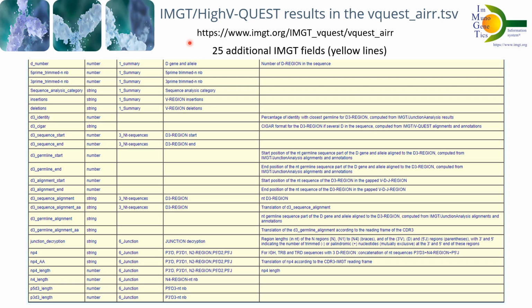The V-QUEST R file also includes fields and IMGT data that do not have an equivalent in the R rearrangement schema. These fields are highlighted in yellow at the bottom of the table, and just to give an example, this is the case of the junction decryption.